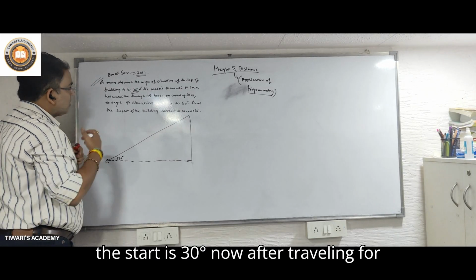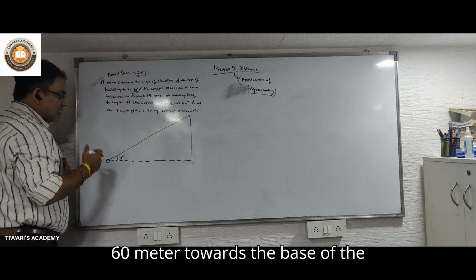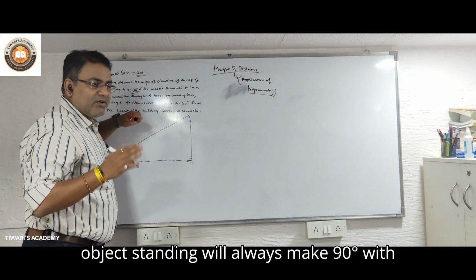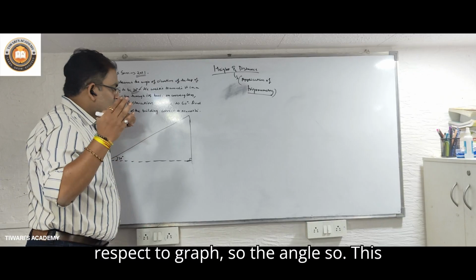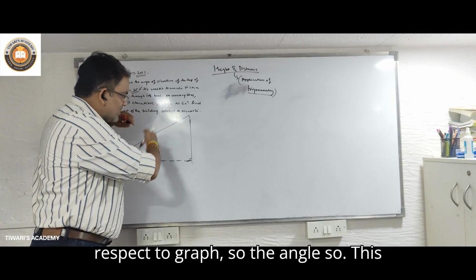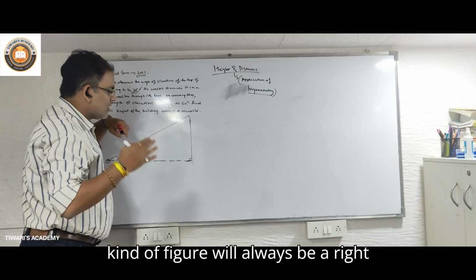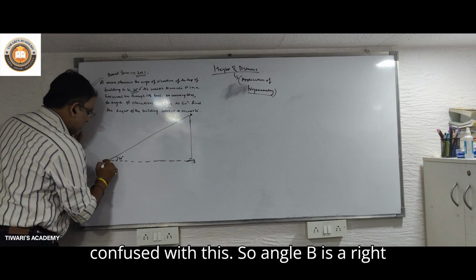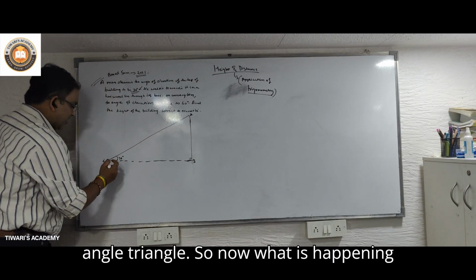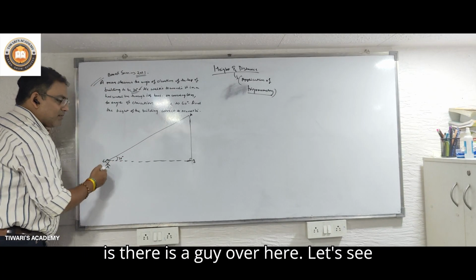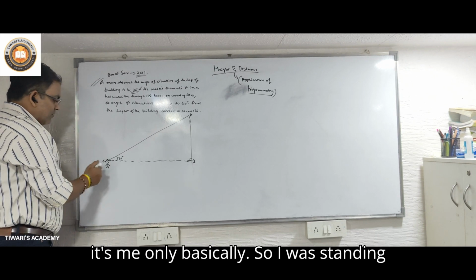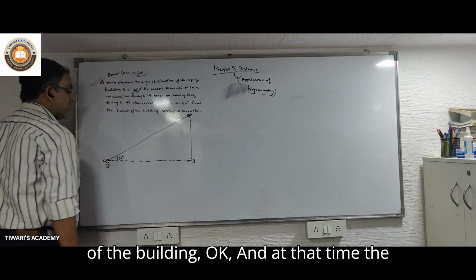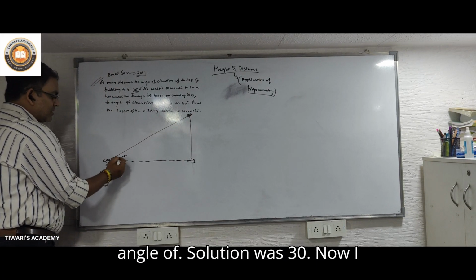Now after traveling 60 meter toward the base of the building, please always remember any object standing will always make 90 degrees with respect to the ground. So this kind of figure will always be a right angle triangle, so never get confused with this. So angle B is a right angle. Now there is a guy over here, it's me basically. I was standing over here and looking at the top of the building, and at that time the angle of elevation was 30.